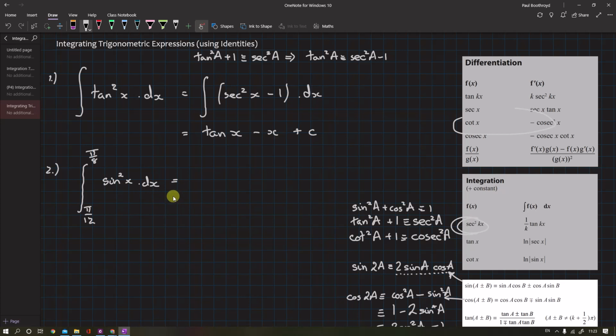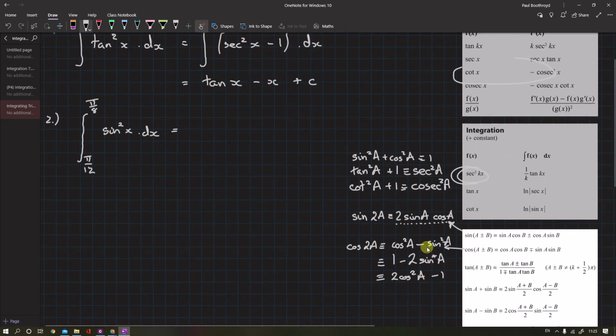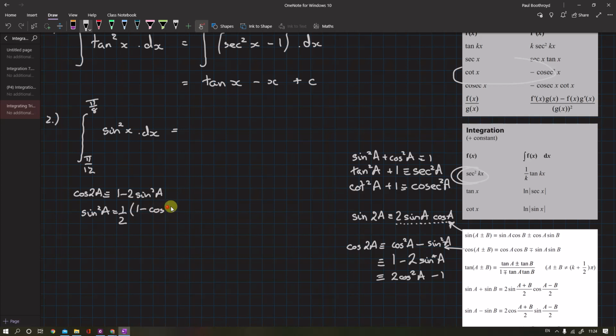So we've got to integrate sine squared. How do we integrate sine squared? Well, we've got sine squared in the cos 2a identities down here, so we can use this one. We're using the cos 2a version, where it is 1 minus 2 sine squared a. We rearrange it, and we get sine squared a is 1/2 of 1 minus cos 2a.